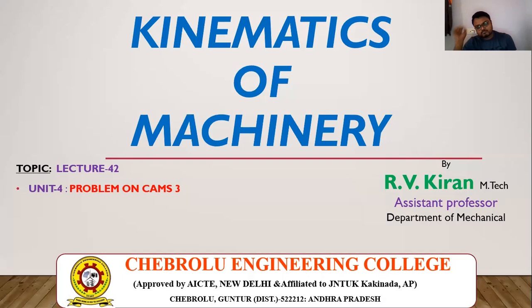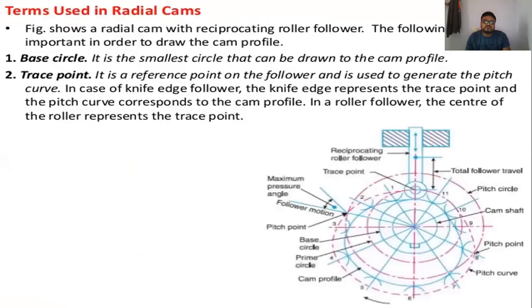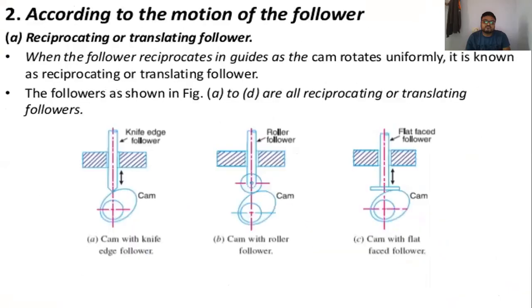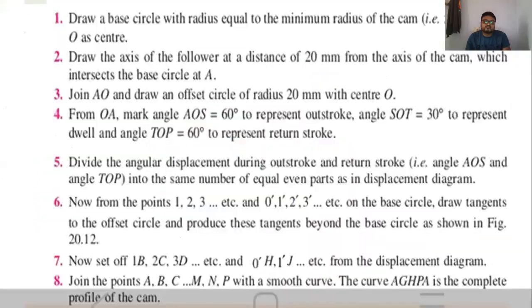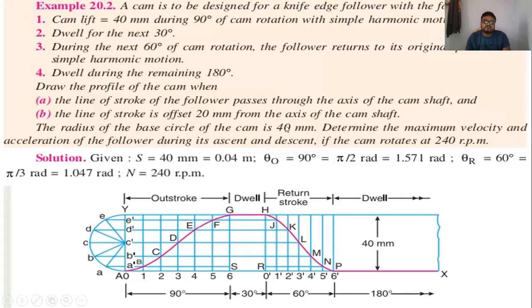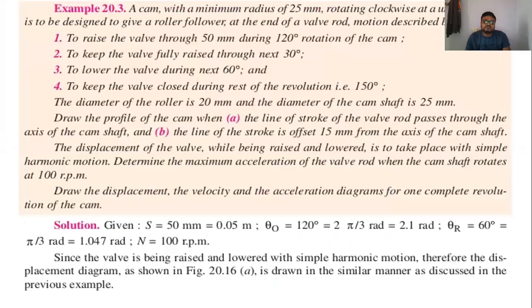In the previous class, we discussed the knife edge follower with simple harmonic motion, and this is the displacement diagram for that. Today we are going to discuss the roller follower. In the first two problems we saw the knife edge follower, and in today's problem we are going to see the roller follower with simple harmonic motion.